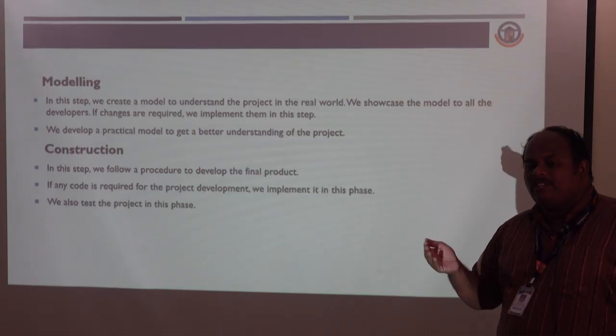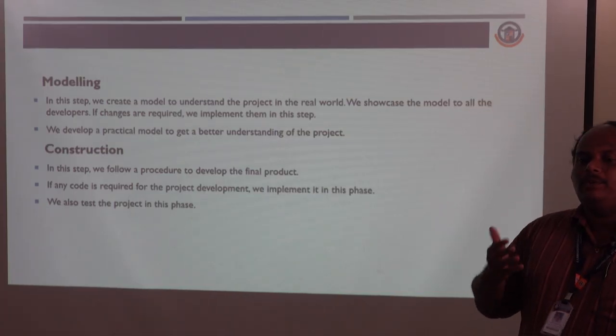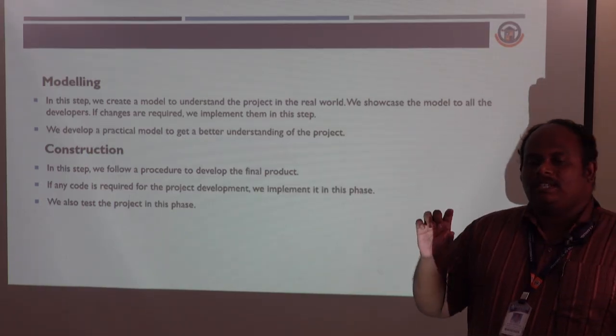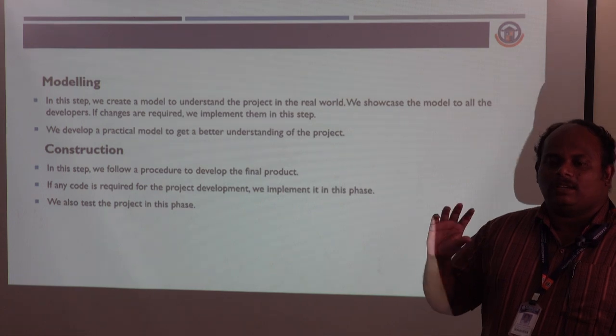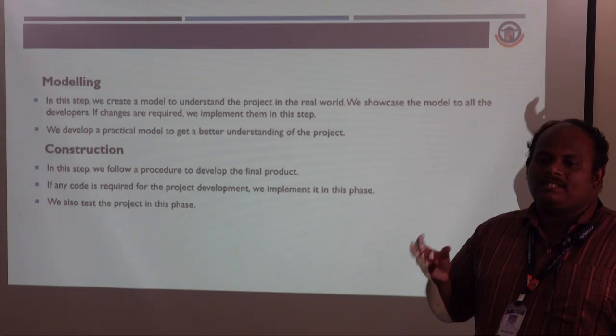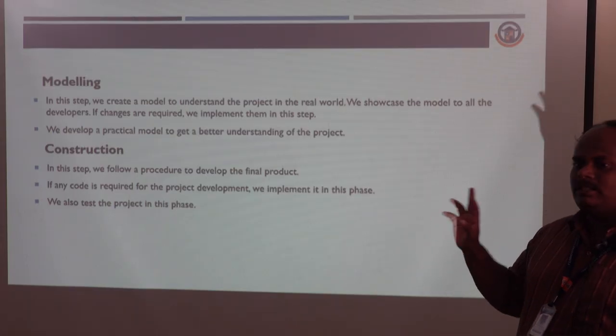Before that modeling, we also use a UML diagram. By using the UML diagram, it is easy to understand the concept of the software and how to run this software. It is easily understood from the UML diagram. That is called modeling.